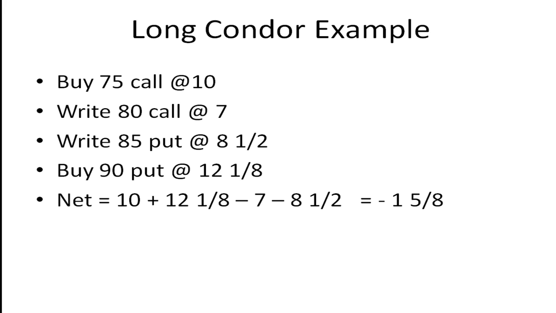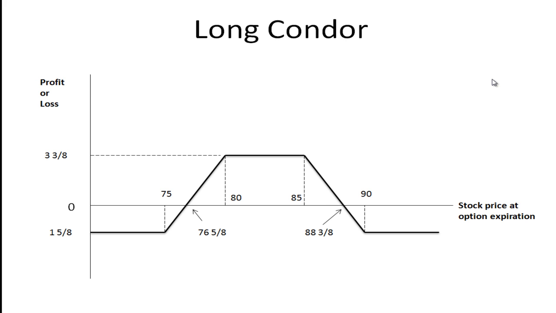So if you do the math here, you're going to be buying these 2. So that's going to cost you 22 1/8, but you're going to receive 7 for the 80 call that you write, and you're going to receive 8.5 for the 85 put that you write. So your net cost is 1 5/8. So if we go back to the picture here, you can see that we've got these 4 different strike prices, 75, 80, 85, and 90. The cost we said was 1 5/8.